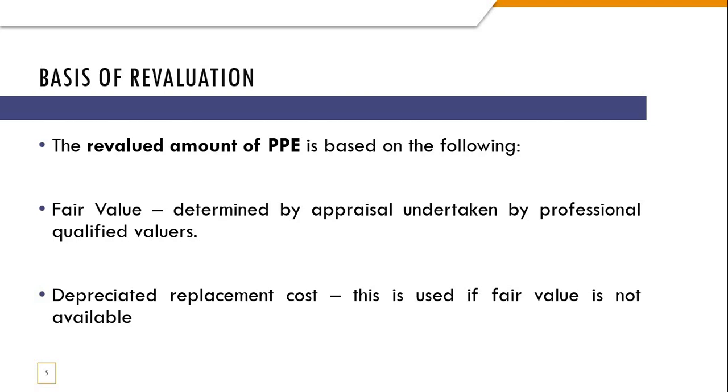For example, you have an asset bought 2 years ago, and you want to revalue the same asset currently, but there is no available fair value. You can use the depreciated replacement cost, meaning you determine the cost if you buy the same asset today, less accumulated depreciation. So you depreciate it: take the proportionate accumulated depreciation of your old asset on the replacement cost of the new asset. In that way, you will know the revalued amount of the asset that was purchased 2 years ago. Okay?